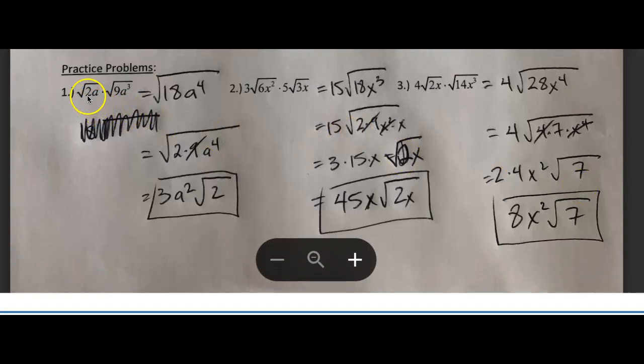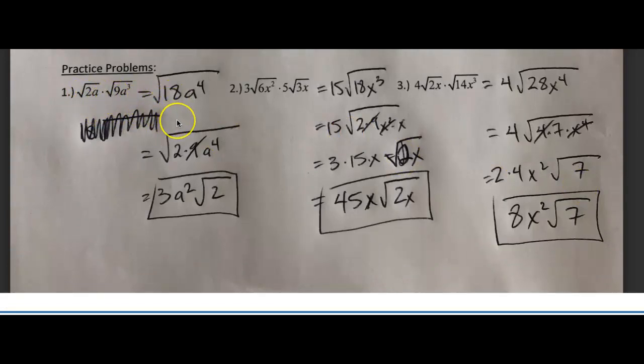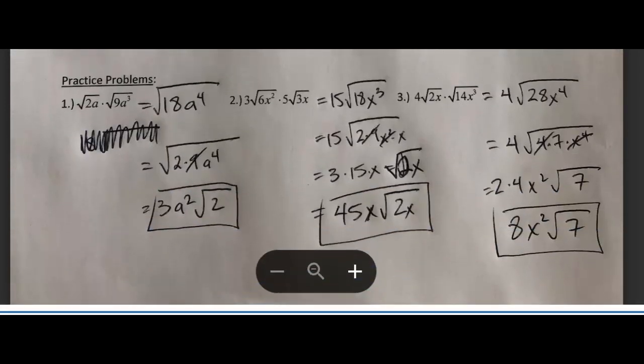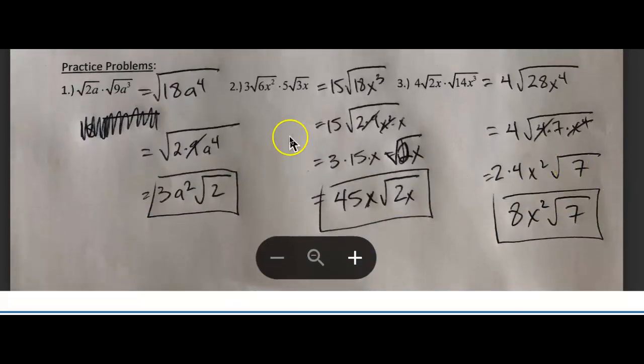42t square root of 2t. Here, I went ahead and multiplied everything. 2 times 9 is 18. So you see, sometimes I multiply everything, and sometimes I just kind of write everything together without actually multiplying. Like, I didn't actually multiply 7 times 14, but I'm showing them right next to each other. So it doesn't matter how you do it. At the end of the day, there's one right answer. So here, 2 times 9 is 18.